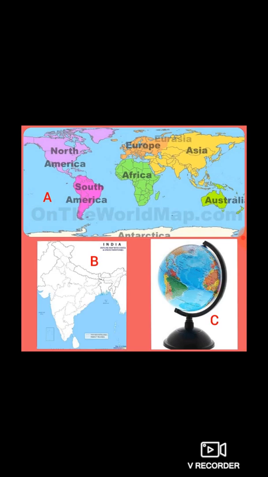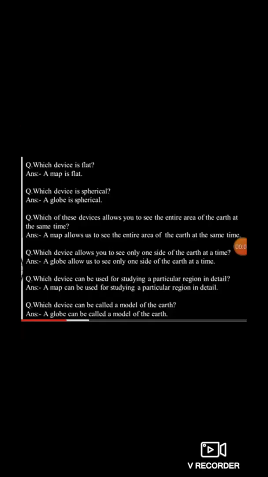Who helps us to study a particular area? The map of India. Now which device can be called a model of the earth? In 5th standard you have learned what that is. The globe. Correct, so it is in image C. Here are the answers for the above questions. Now we'll see what we have learned from the observation.